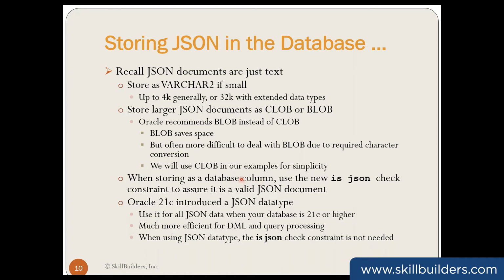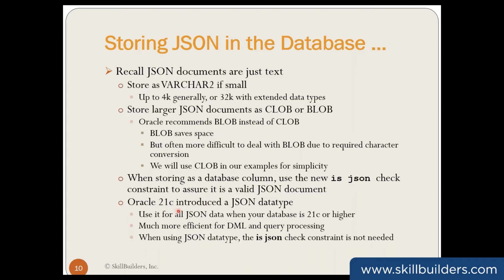When you store it in a column, we're going to use a new check constraint. It's called IS JSON. If you have a check constraint on a column that says IS JSON, it has to be valid JSON. Oracle will check the JSON going in for an insert, for an update, or whatever. It must be valid JSON. If it violates any rules from JSON, that insert or update will fail with a check constraint violation.